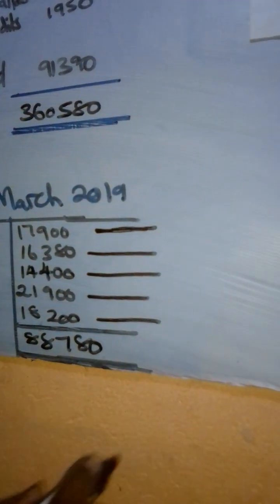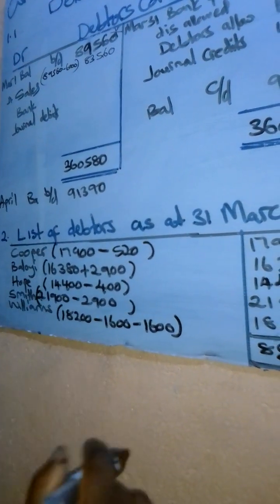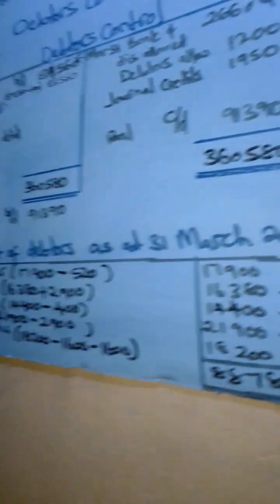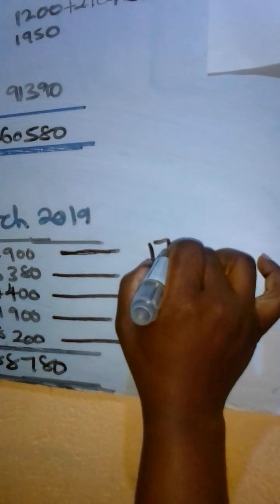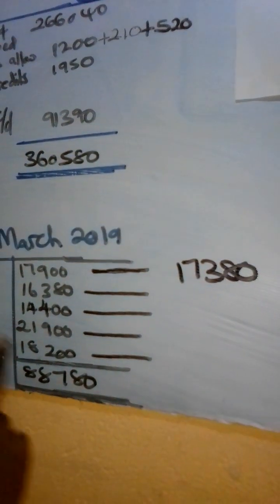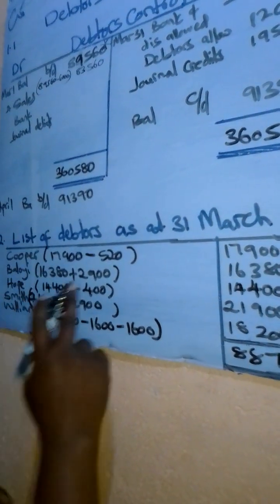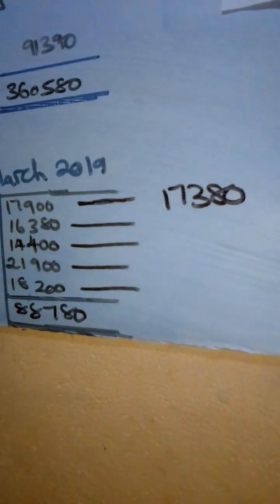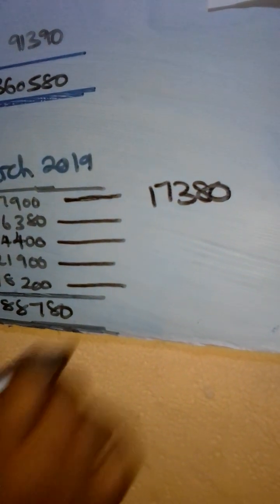Now the new amount that we have for Cooper, if we say 17,900 minus 520, we are going to remain with 17,380. And then Baloyi, if we say 16,380 plus 2,900, we are now going to remain with something like 19,580.